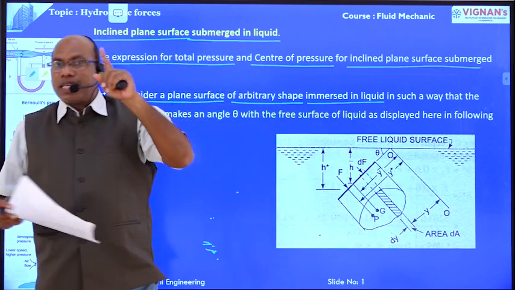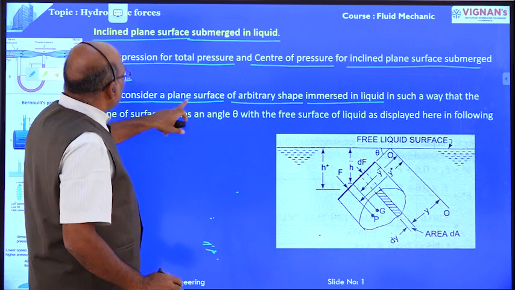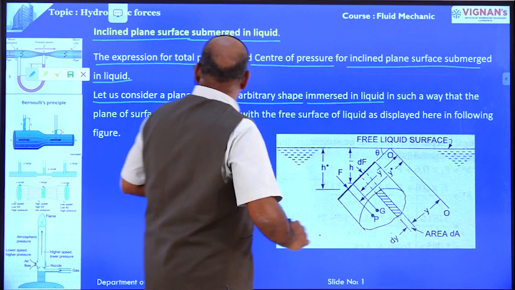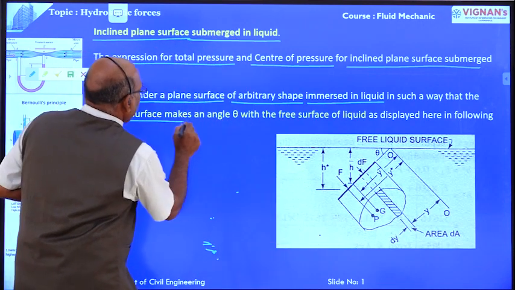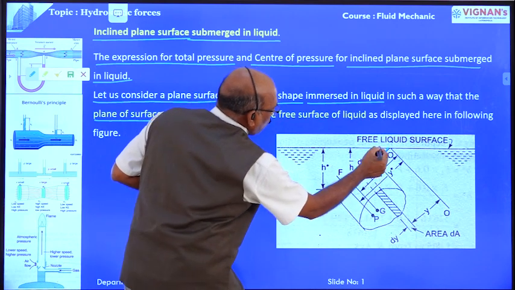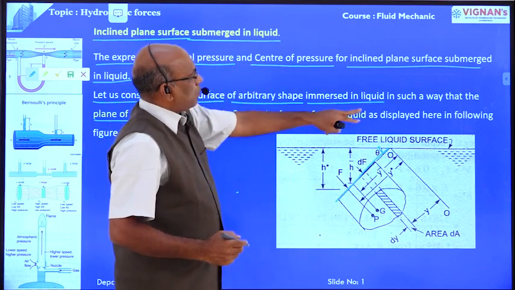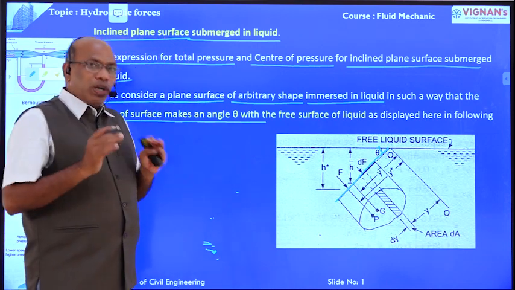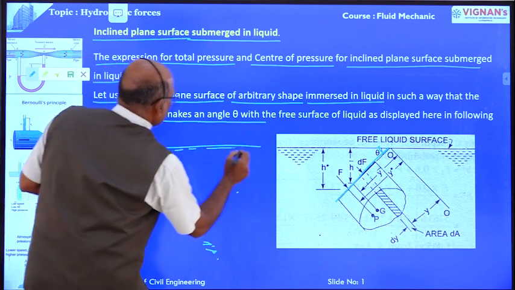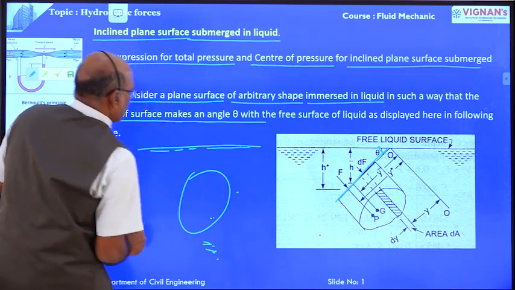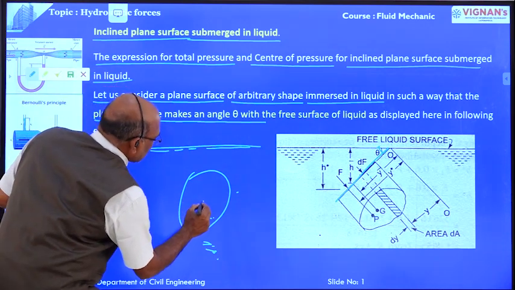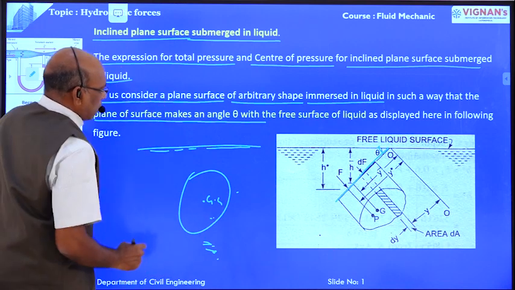The surface is inclined. Let us consider a plane surface of arbitrary shape immersed in liquid in such a way that the plane surface makes an angle of theta with the free surface of the liquid. Here this is the liquid surface, this is the arbitrary shape. Please listen. This is the CG of the plane surface.